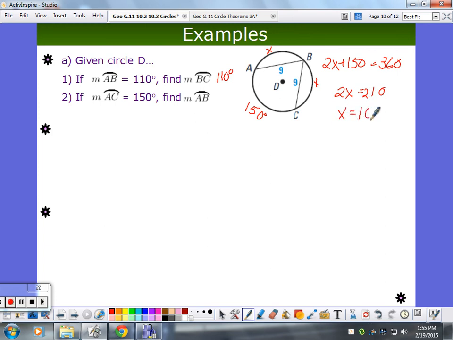Am I doing that right? I'm not good at the adding and subtracting, but I think it's 105. So what's the measure of AB? 105 degrees. So absolutely right.